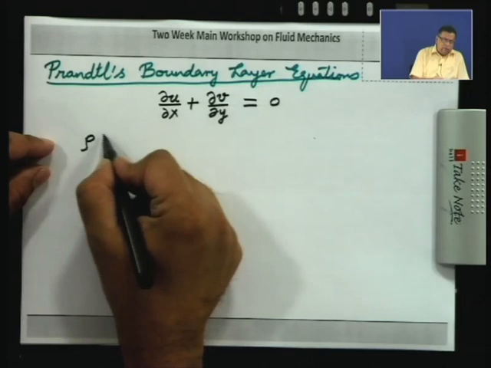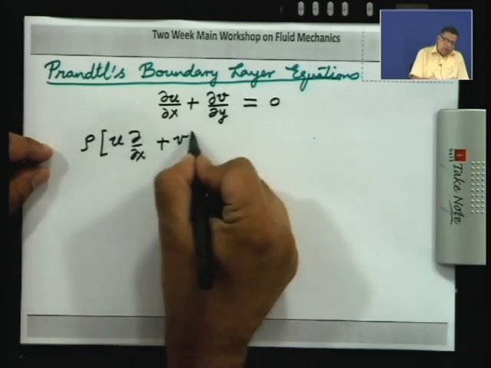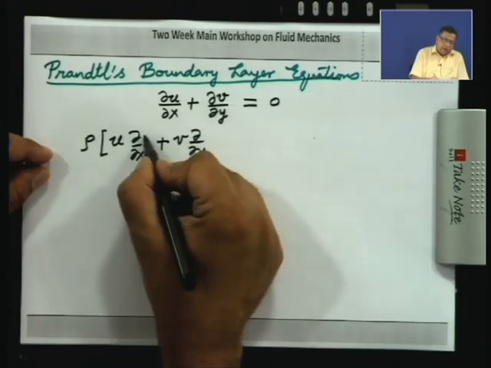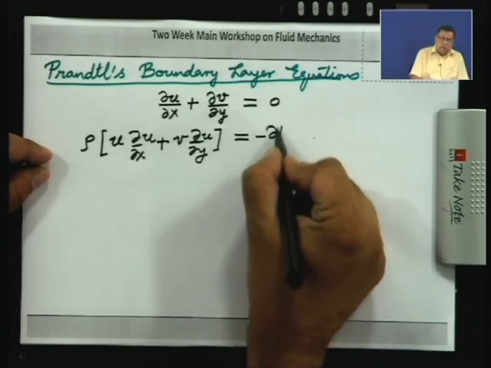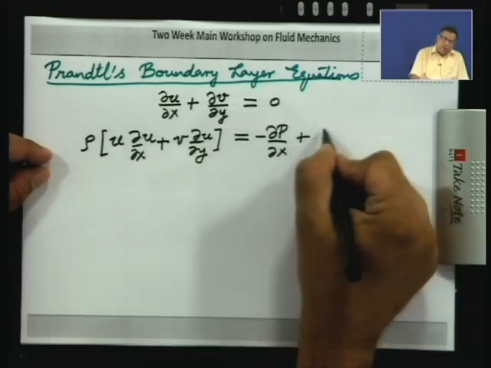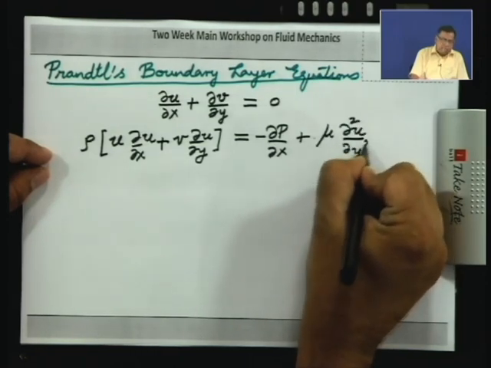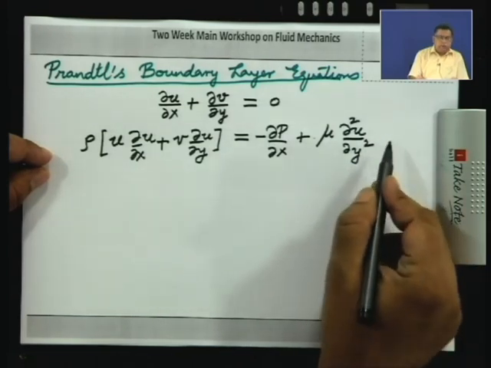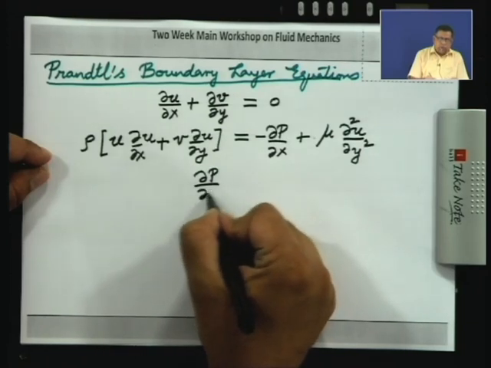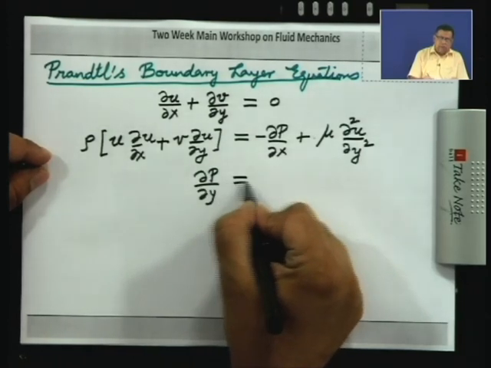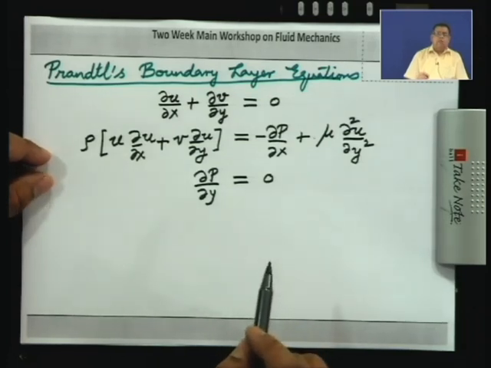The x momentum equation will be rho, then you are going to have u del x plus v del y acting on u, equal to minus del p del x plus mu into del 2 u del y square. The term mu del 2 u del x square is neglected, and for the y momentum equation there is a drastic simplification: this equal to 0. So, this set is easier to solve than the full Navier-Stokes equation.